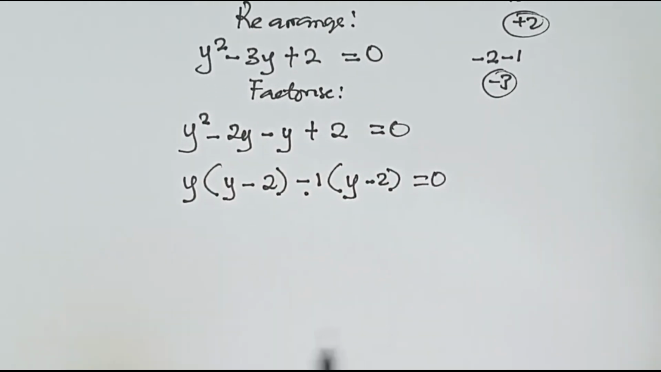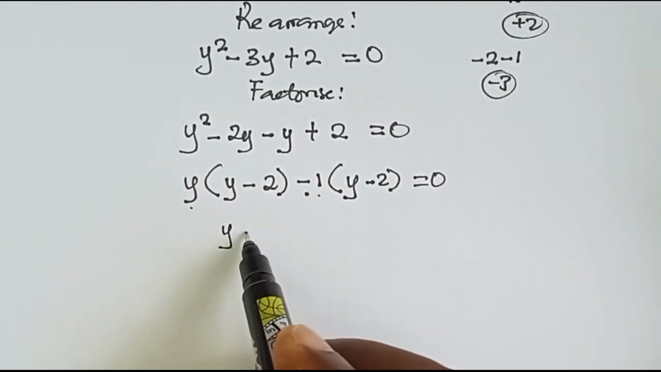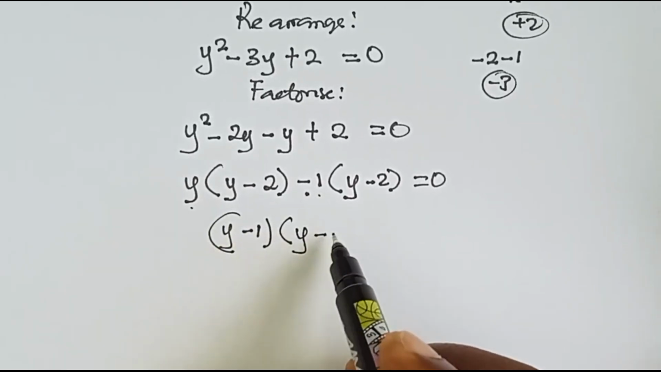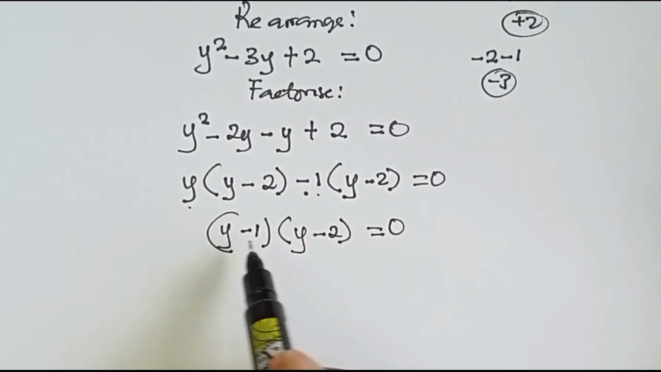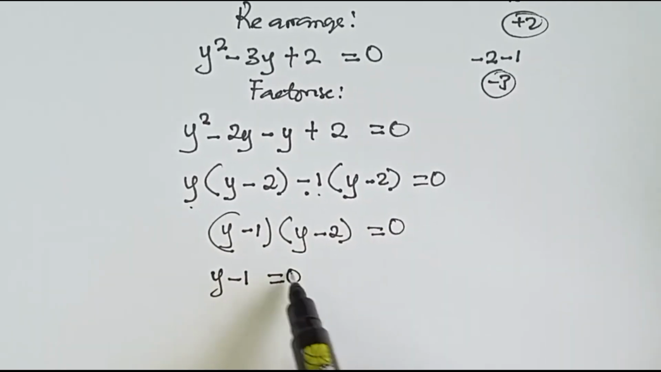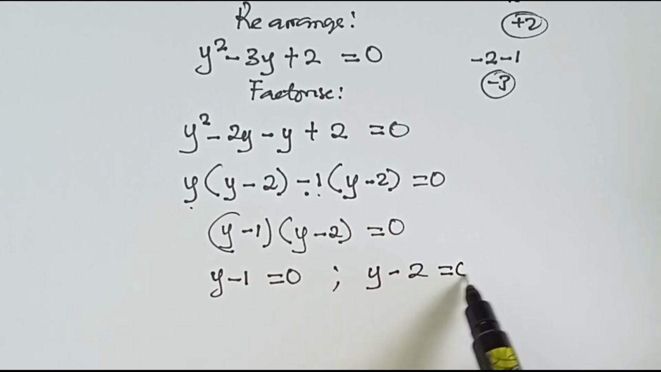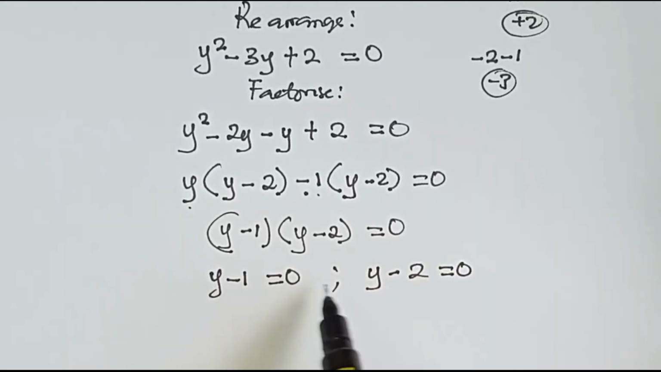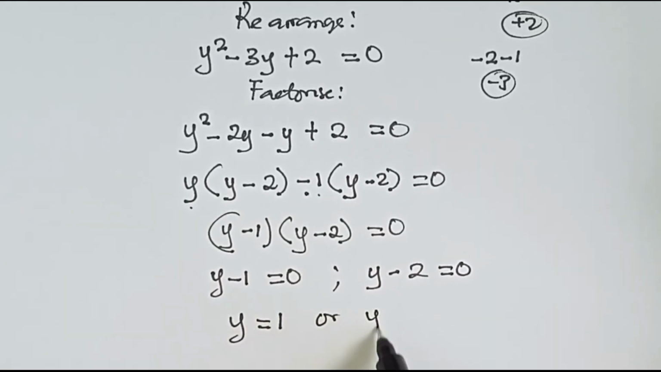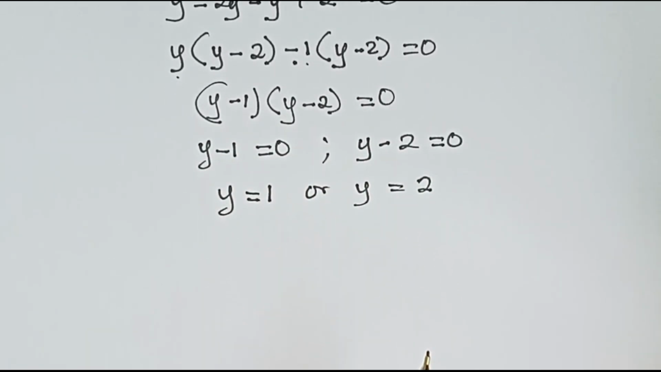So the next thing to do is to pick this and this. We have y minus 1, and then we pick one of the two brackets equals 0. So each of them equals 0. So we have y minus 1 equals 0, and we have y minus 2 equals 0. And then by the time we move this minus 1 to the other side, y equals 1 or y equals 2.